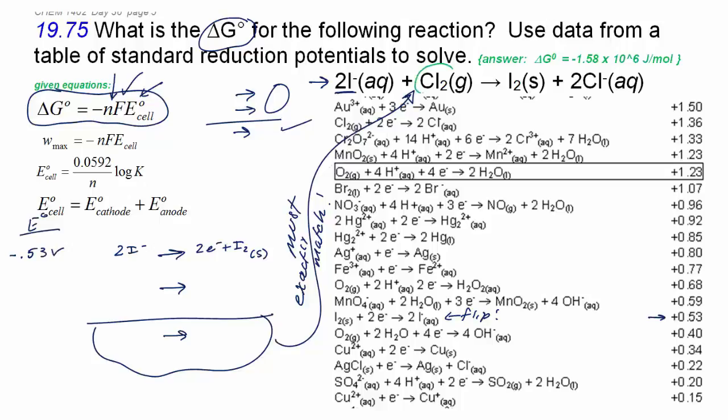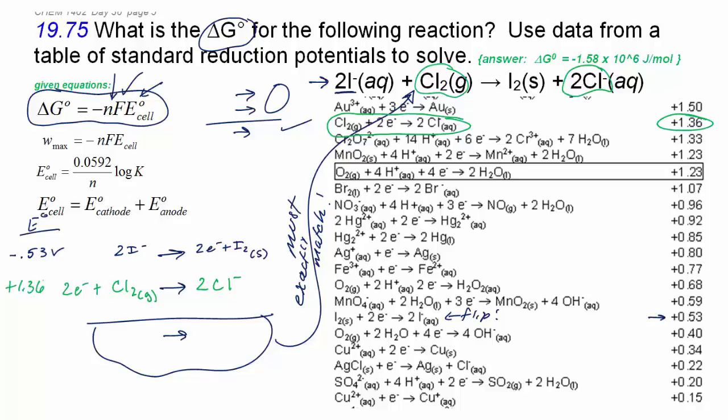Now we need chlorine gas and chlorine minus. Here it is. So let's just write it as is here. We'll have chlorine gas plus 2 electrons goes to 2 chlorides. And my E0 there is positive 1.36.